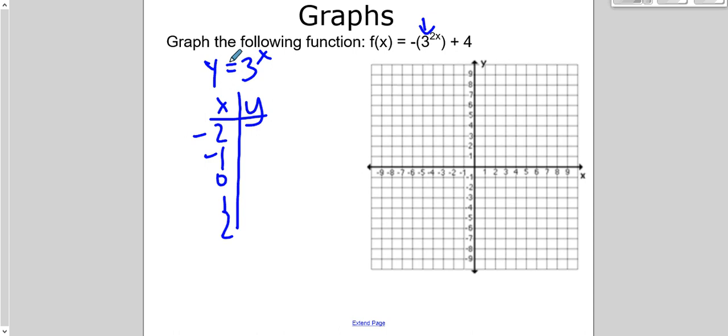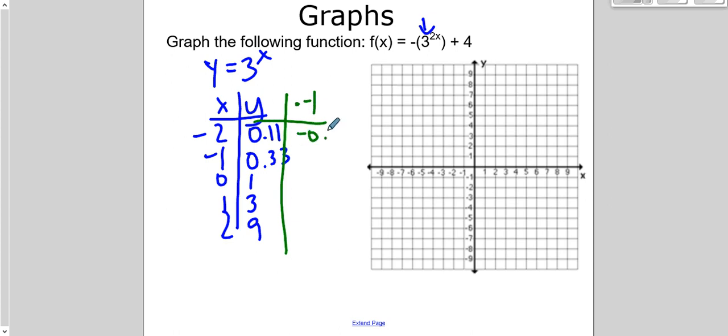So 3 to the -2 is 1/9. And 1/9 is 0.11. And then 1/3 is 0.33. And 3 to the exponent 0 is 1. And then 3. And then 9. Okay. We have a negative sign right out front, so let's start with that negative sign. So I'm going to multiply all of these by -1, which gives me -0.11, -0.33, -1, -3, and -9.